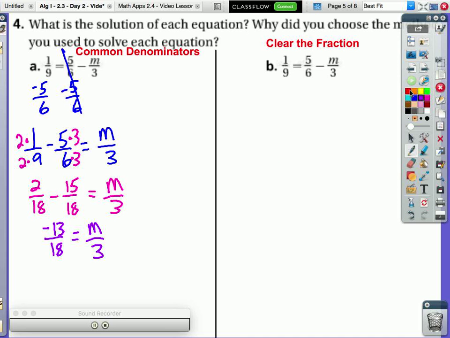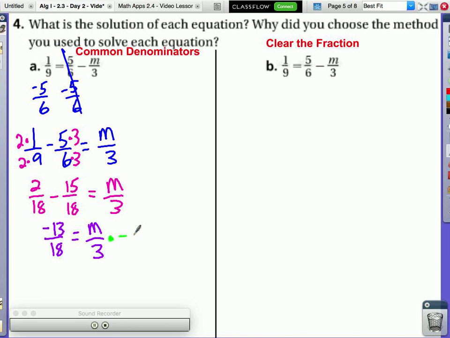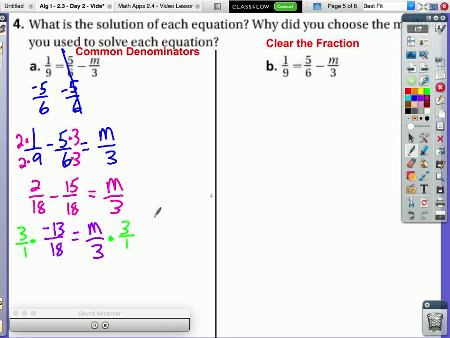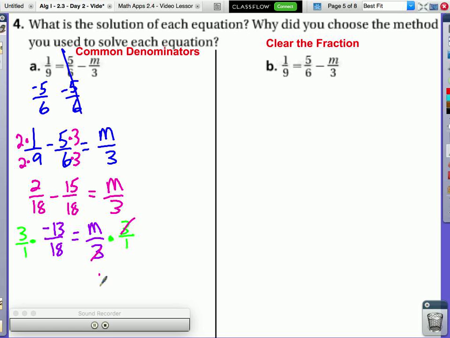And we learned to get rid of a divide by 3, we can multiply both sides by 3. What we do to one side, we have to do to the other, right? We know then our 3's cross out. This side we're left with m equals.